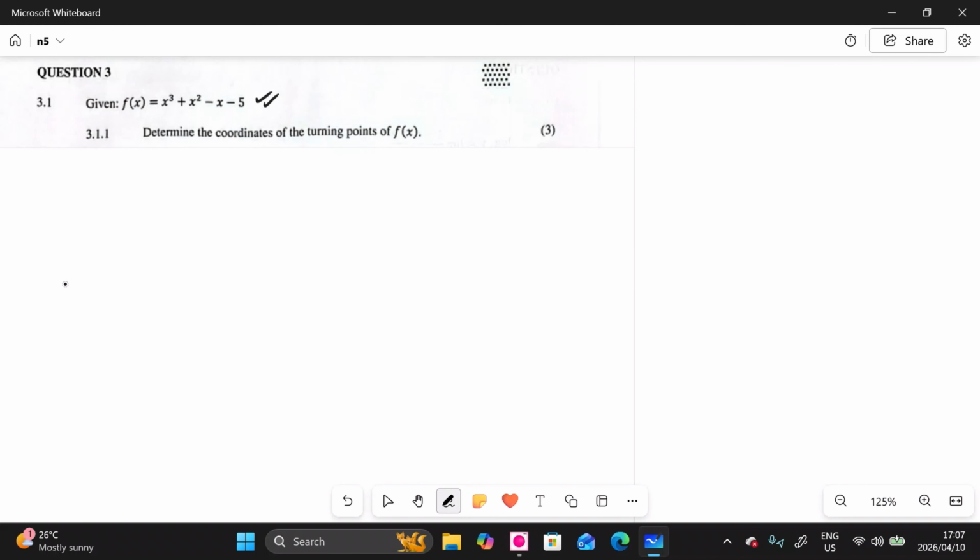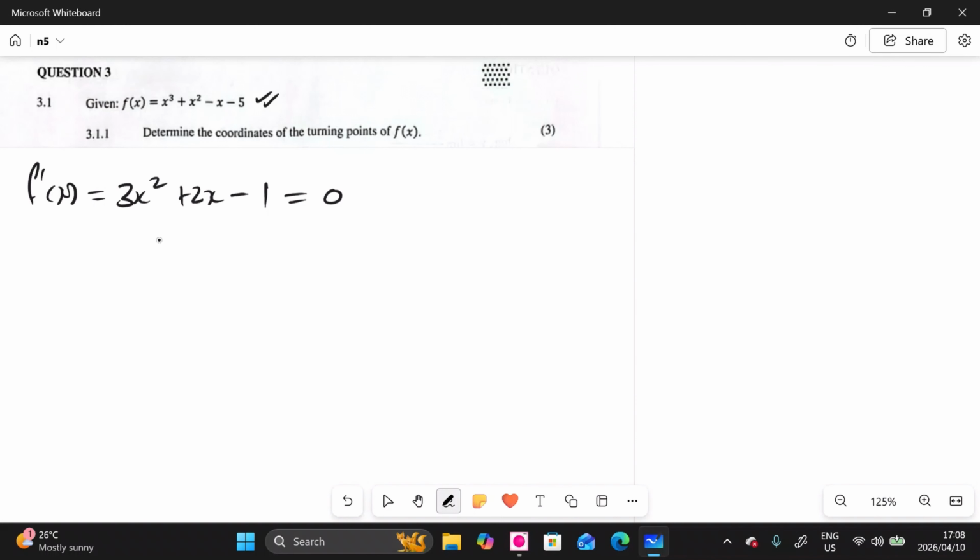When you calculate the turning points of a cubic graph, you need to derive this function and equate it to 0. So let's derive this function: f prime of x is equal to 3x squared plus 2x minus 1, and all this is equal to 0. Do not forget, guys, when you derive this, you must equate it to 0. That's how you're going to get the coordinates of the turning point.